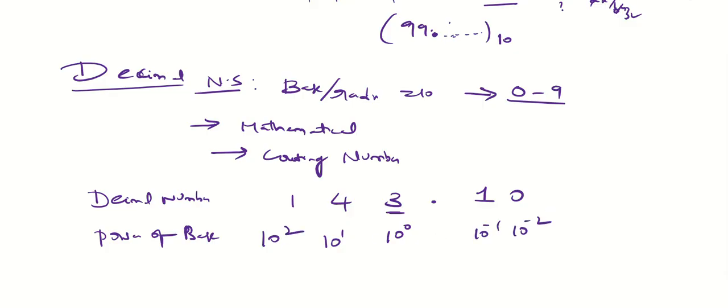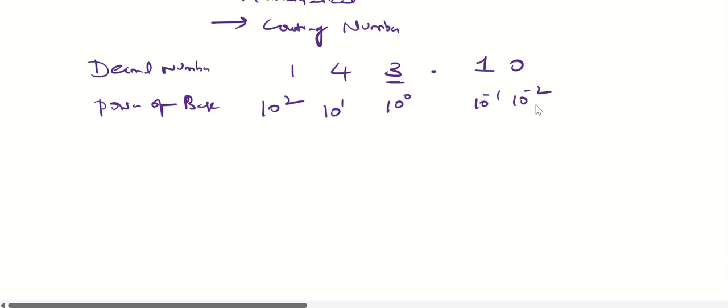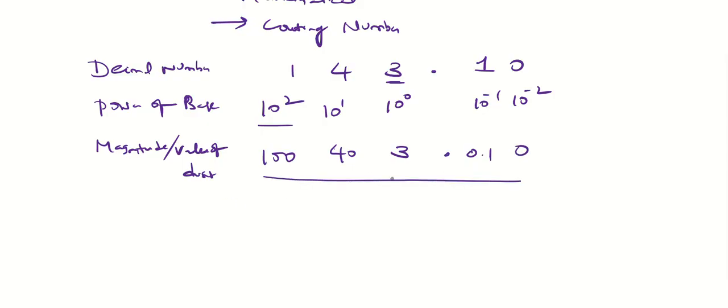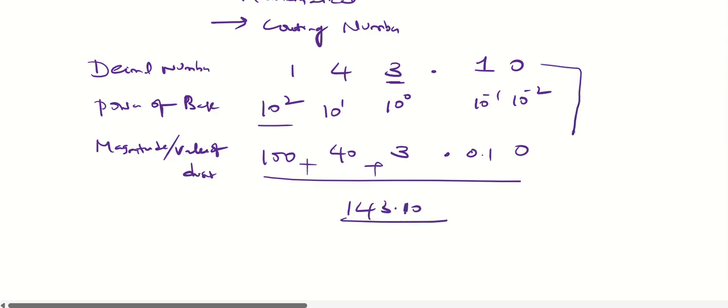Okay. So when you can see that, what is the magnitude or value of each digit? We can calculate. 10 power 2 is 100, this is the 100th value, this is 4 times 10, which is 40, this is 3. And for the 1 after the point, divided by 10, this means 0.1. So this is 0 only, right? Then we want to get that decimal value: 100 plus 40 plus 3, the 143 point again same 10, right? Same number because we are doing the decimal number system.